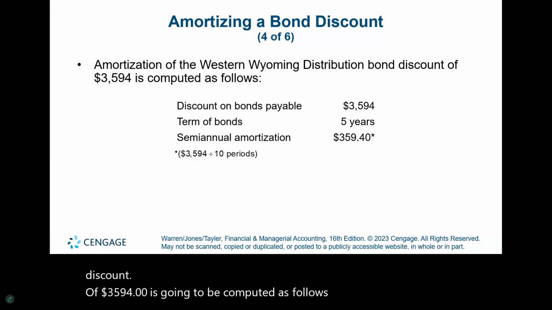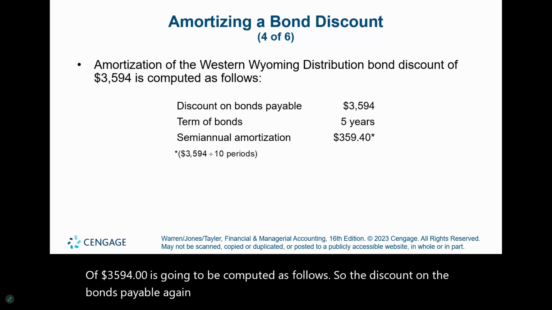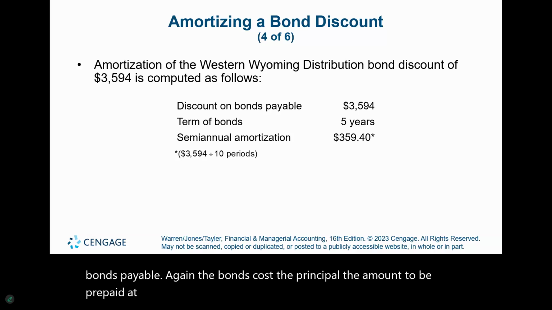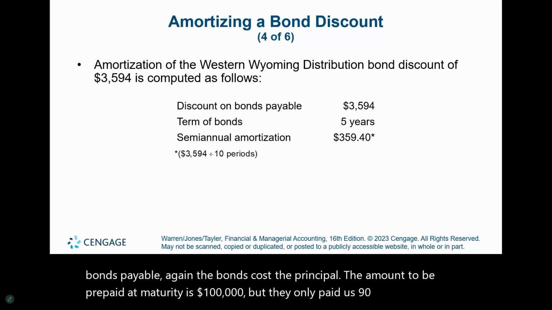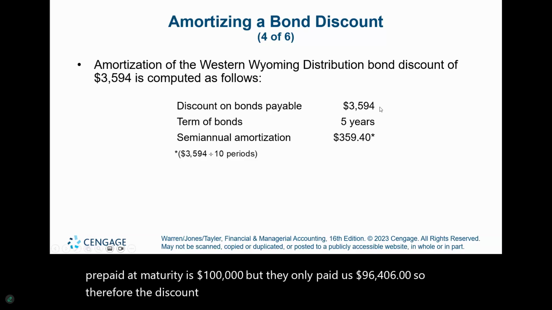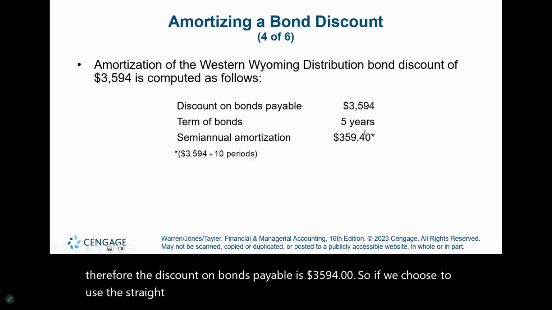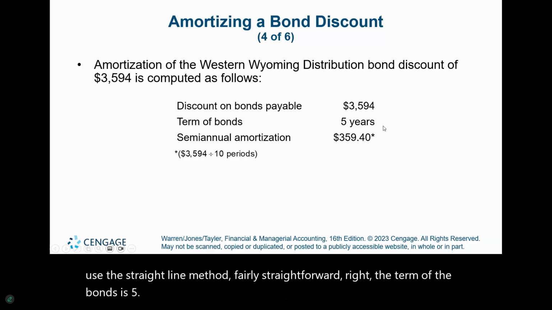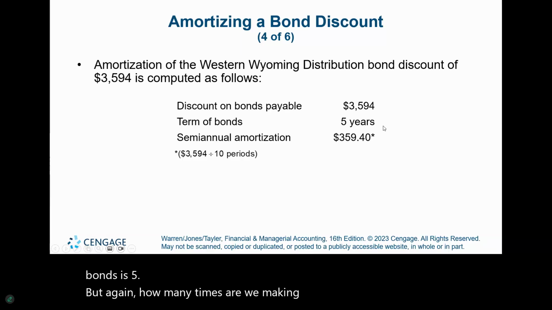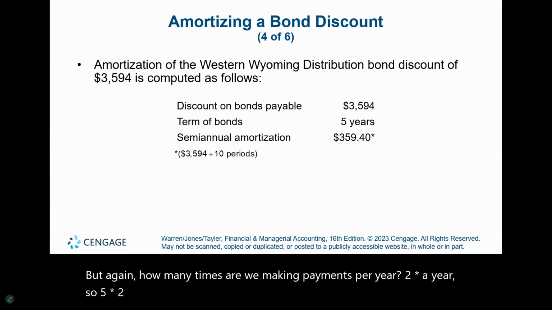So the discount on the bonds payable, again, the bonds cost, the principal, the amount to be repaid at maturity is $100,000, but they only paid us $96,406. So therefore, the discount on bonds payable is $3,594. So if we choose to use the straight line method, fairly straightforward, right? The term of the bonds is 5 years. But again, how many times are we making payments per year? 2 times a year.